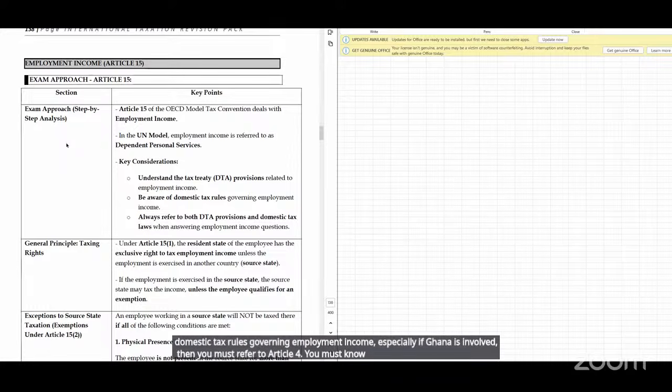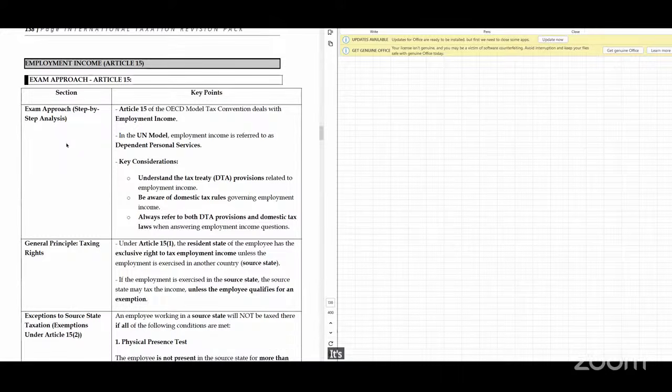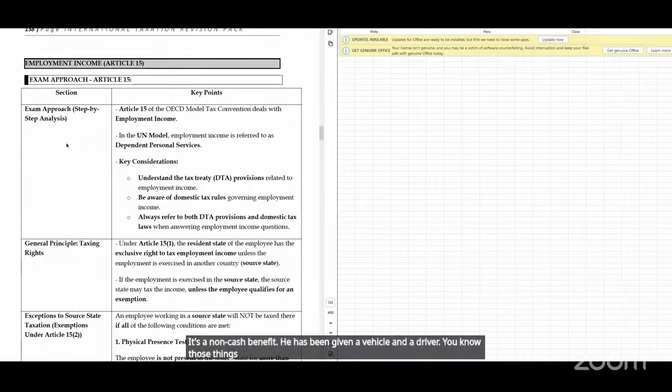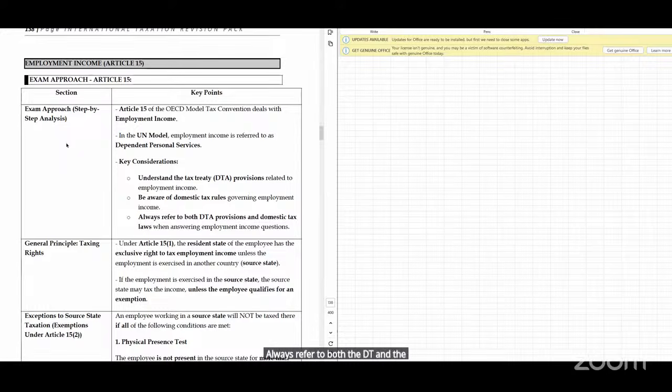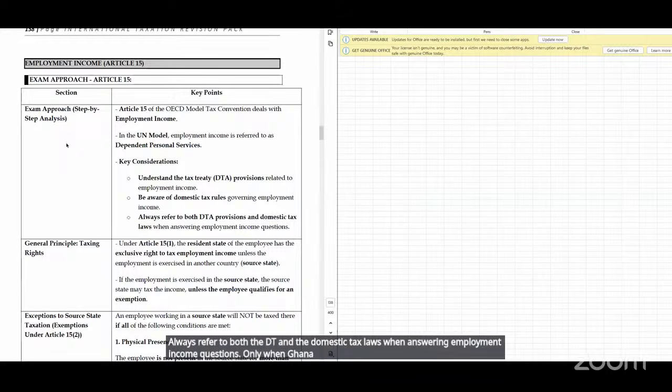Then in case they tell you that the person has been given a house, it's a non-cash benefit. He has been given a vehicle and a driver. You know those things, right? You're supposed to know them. Always refer to both the DTA and the domestic tax laws when answering employment income questions, only when Ghana is involved, because I don't think you know the rules in South Africa. So don't go and say the domestic laws of South Africa. Do you know what South Africa domestic law says? You don't know.